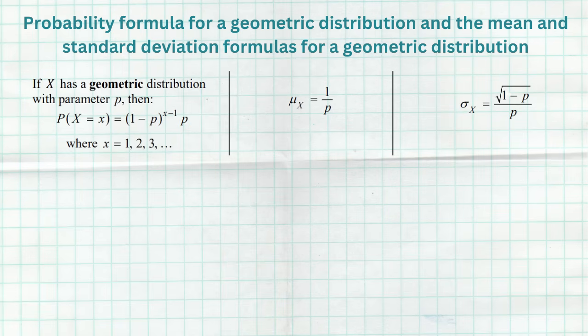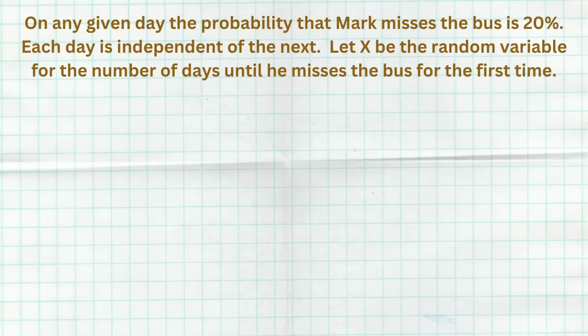All right, so here's our example. Let's go back to our friend Mark, who has a 20% chance to miss the bus. But now we're not given a set number of trials. We're just looking for x to be the random variable for the number of days until he misses the bus for the first time. So that's geometric. We're not given a number of trials. We're just told, hey, we're looking for how many days until he gets that first success, in this case, the first missed bus. So let's talk about how we could use that probability formula.